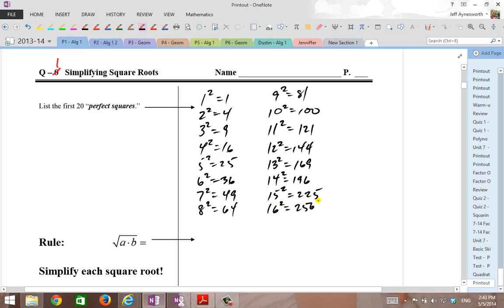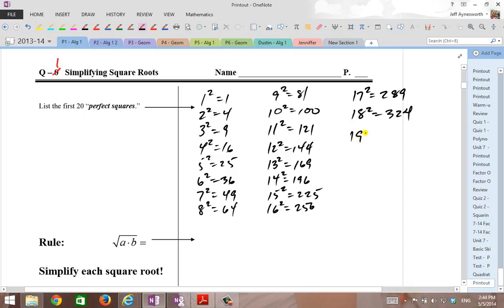We get 256 here. 17 squared gives you, well, first of all, it ends in a 9 because 7 times 7 is 49, so it has to end in a 9, so it's 289. 18 squared has to end in a 4 because 8 times 8 is 64. Let me repeat myself because I'm not sure if I said it correctly. 18 squared has to end in a 4 because 8 times 8 is 64, so it happens to be 324.